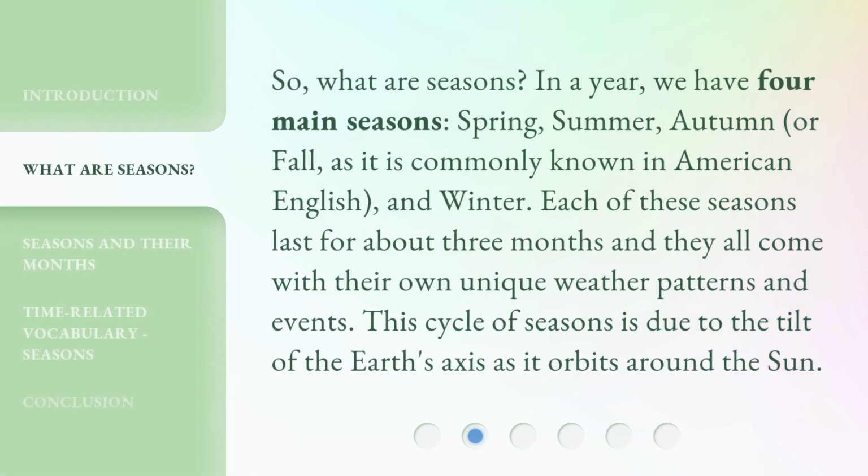So, what are seasons? In a year, we have four main seasons: spring, summer, autumn, or fall, as it is commonly known in American English, and winter. Each of these seasons last for about 3 months, and they all come with their own unique weather patterns and events. This cycle of seasons is due to the tilt of the Earth's axis as it orbits around the sun.